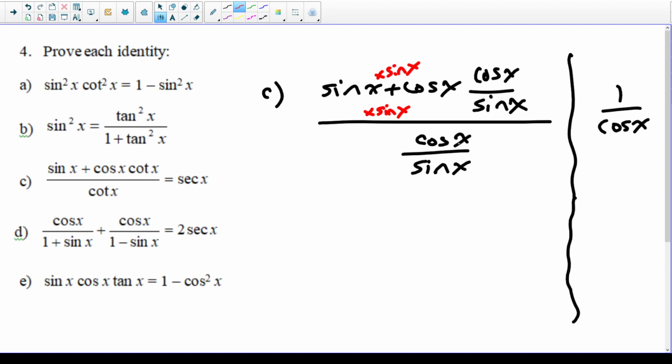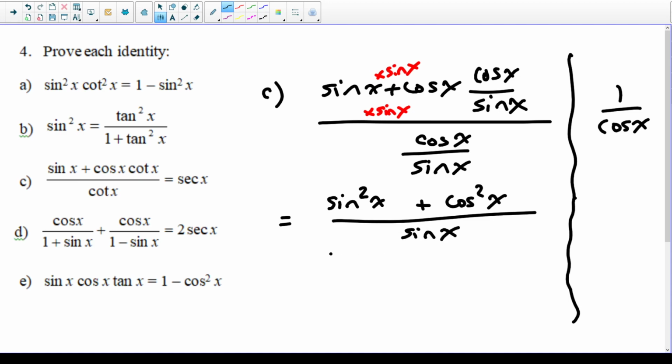Now, again, I can already see where this is heading. My brain is now like 3 steps ahead, and I know that there's going to be a sine squared x, cos squared x coming up. And I wonder how many of you are starting to gain that ability to see ahead now that you've done a few of them, because that really helps you to be able to do the work efficiently. So we're going to have sine squared x plus cos squared x all over sine x. And that's all over cosine x sine x.